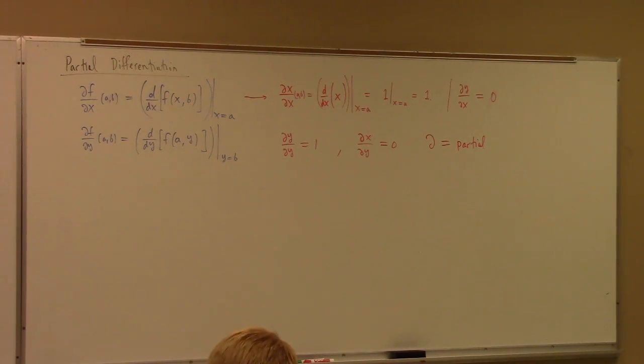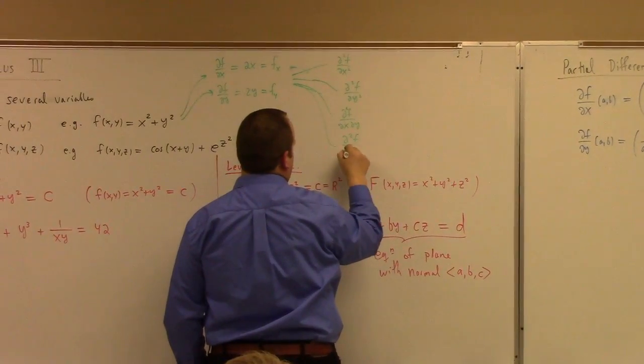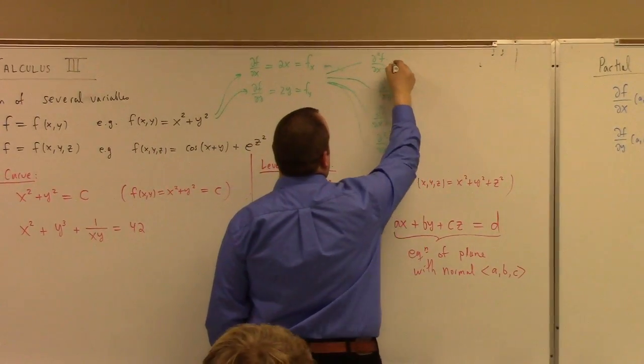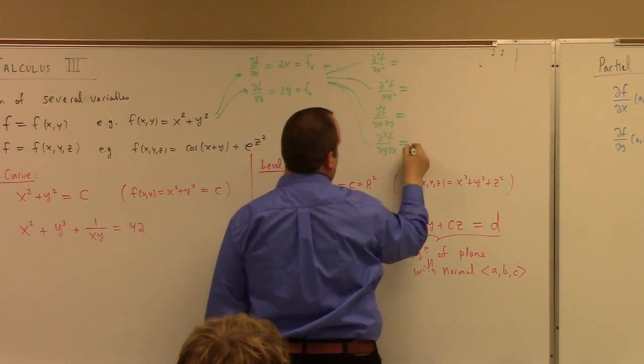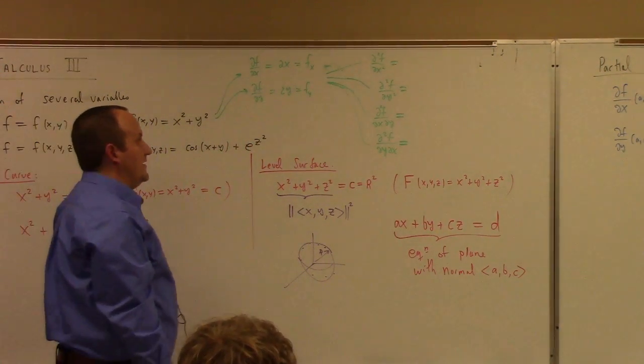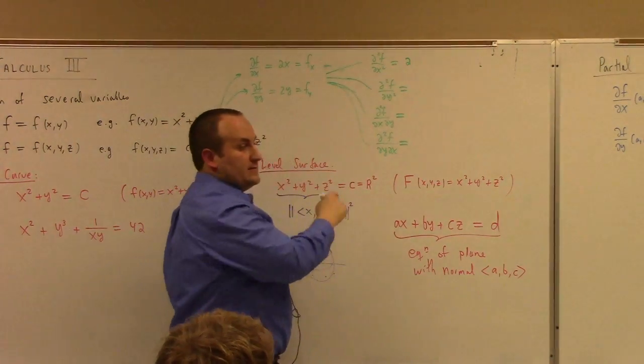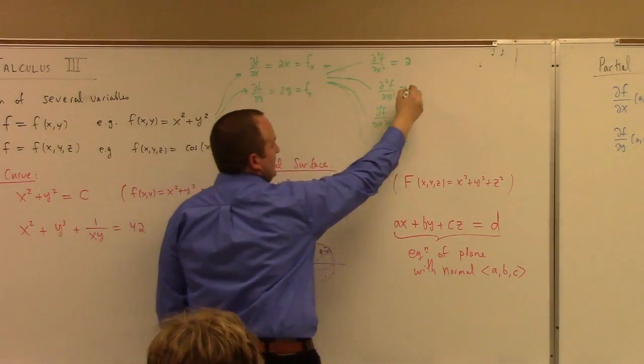We can even calculate second derivatives, like partial squared f, partial x squared, or partial squared f, partial y squared, or partial squared f, partial x, partial y, or in principle, partial squared f, partial y, partial x. And these are iterated derivatives just like in Calc 1. So what's partial squared f, partial x squared? It's also f_xx, but for my example here, it's 2, right? And this is also 2.